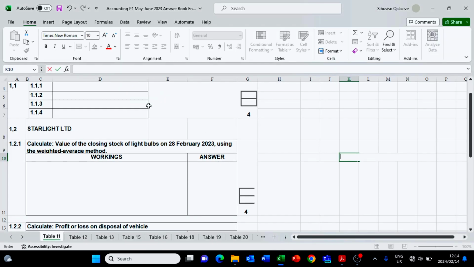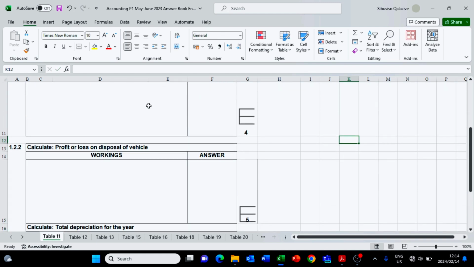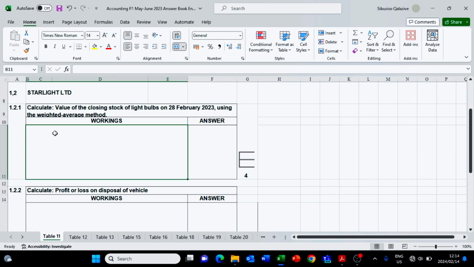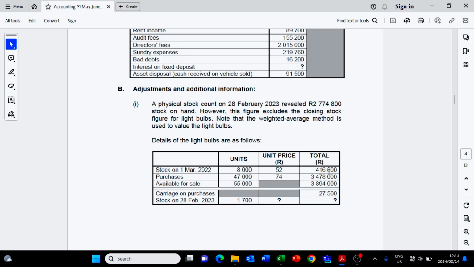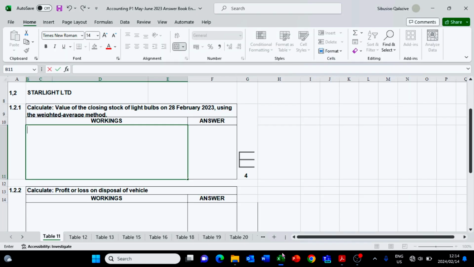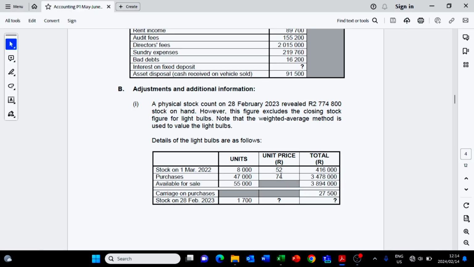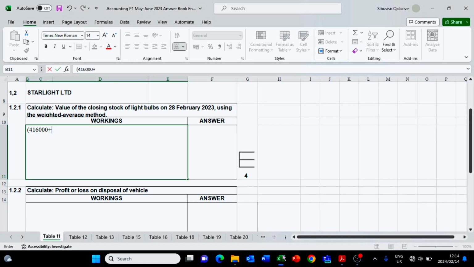So we are going to be using our Excel spreadsheet as our answer sheet. As you can see, the answer sheet is provided here. We are going to be doing our 1.2.1. So we are required to calculate the value of closing stock. We are going to take the value of the stock at the beginning of the year, which is 416,000. Let me put it in brackets. 416,000 plus the purchases, the value of purchases is 3,478,000.